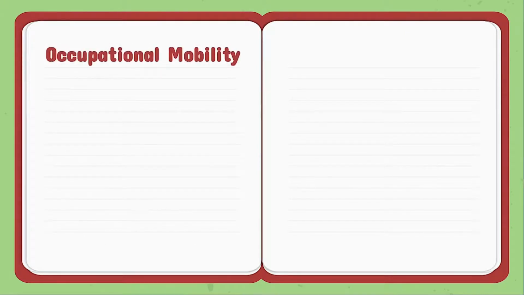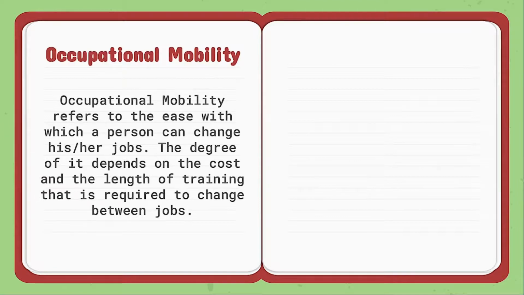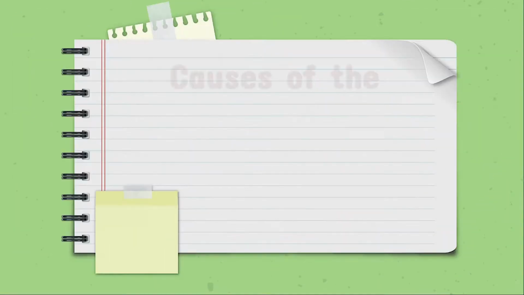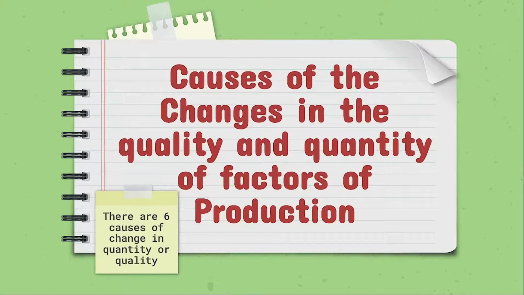Let's look at occupational mobility. Occupational mobility refers to the ease with which a person can change his or her jobs. The degree of it depends on the cost and the length of training that is required to change between jobs. The greater the rate of occupational mobility and geographical mobility, the greater international competitiveness and economic growth are likely to be. Now, we will see what affects the quality and quantity of the factors of production.